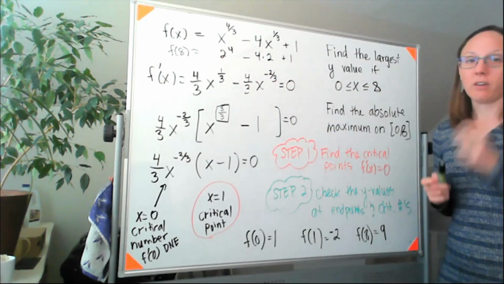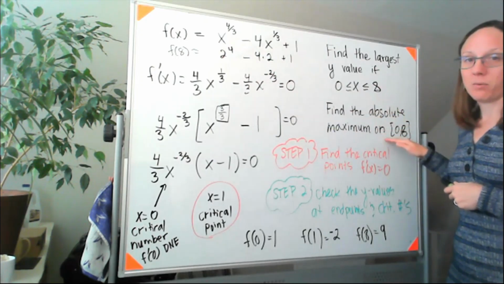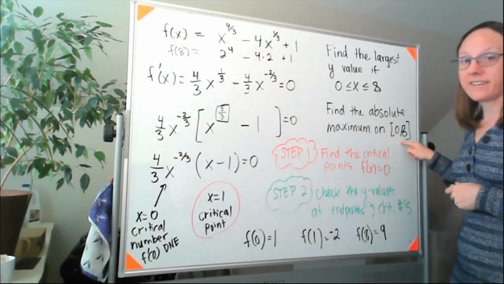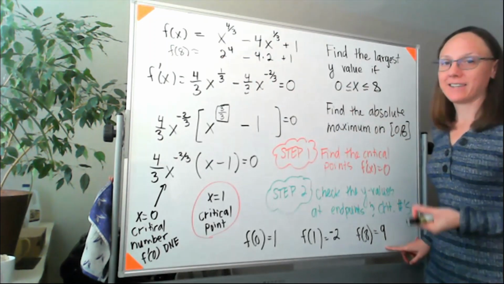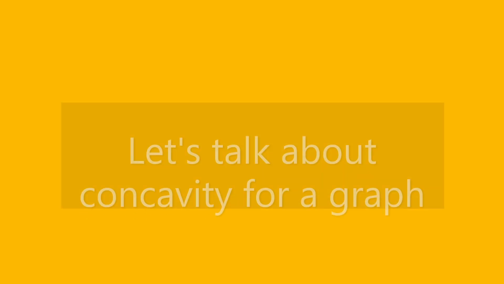So if I'm looking for the absolute maximum on 0 to 8, 9 is the value that is the absolute maximum.